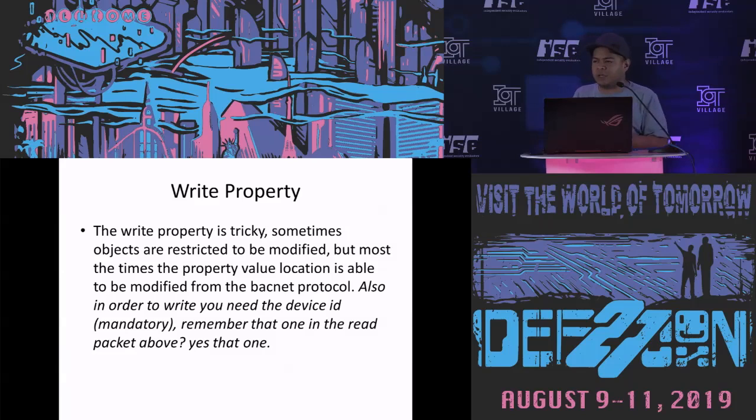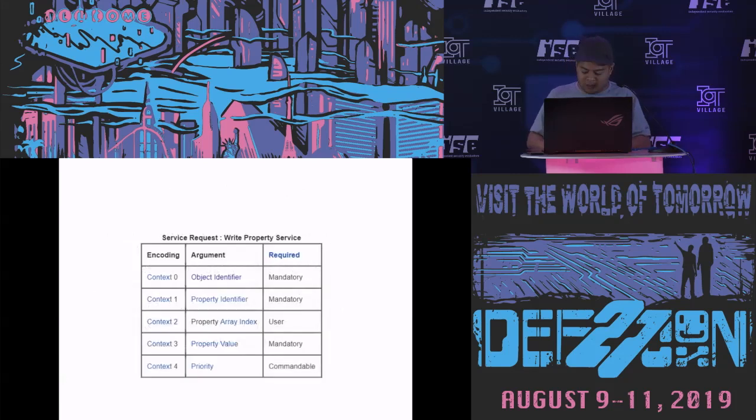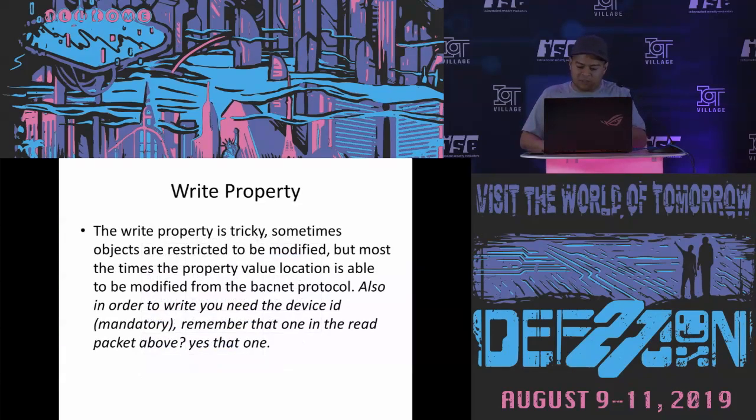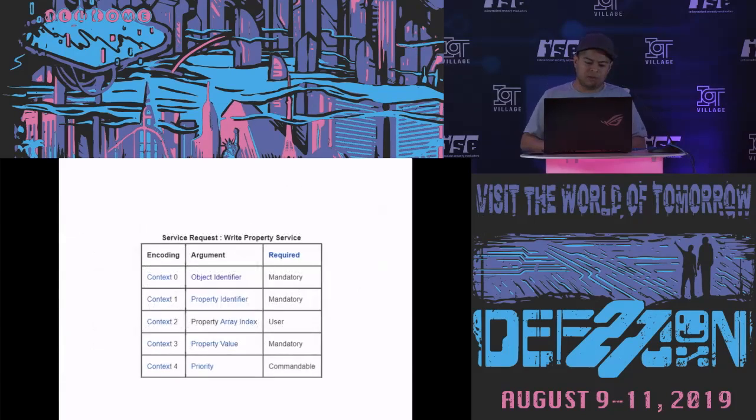The write property is tricky. Sometimes objects are restricted from being modified, but most of the time the property value is able to be modified from the BACnet protocol. The same goes for the device ID. In order to write, the property tells you that you need mandatory specific values, like the object identifier, the property identifier, and the property value that you want to modify.